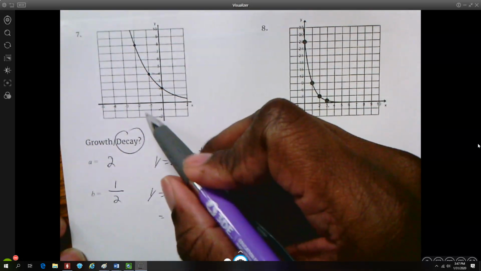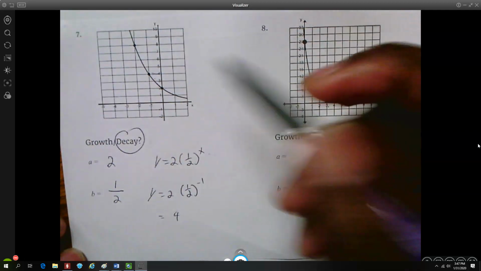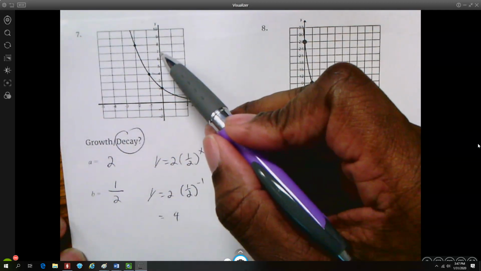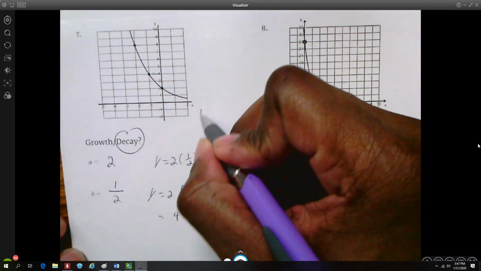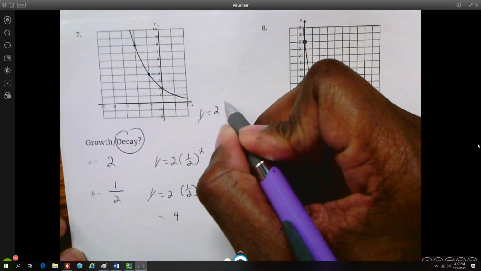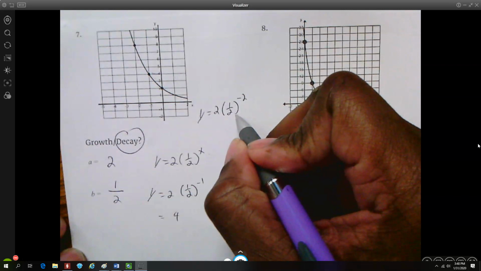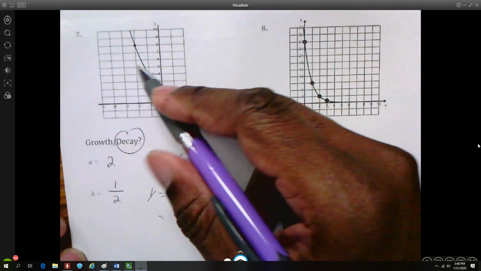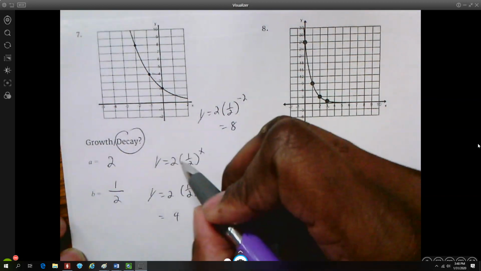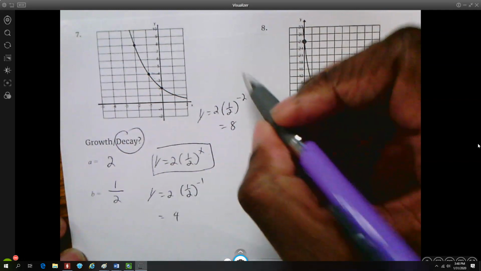If you check the other point, at -2, the output should be 6. If you look a little closer, actually this is 6, 7, 8. The output should be 8. So if you actually check at -2, so y equals 2 times 1/2 raised to the -2. If you plug that into your calculator, you should get an output of 8. So it does work for all these points. So that's the equation that models that graph.